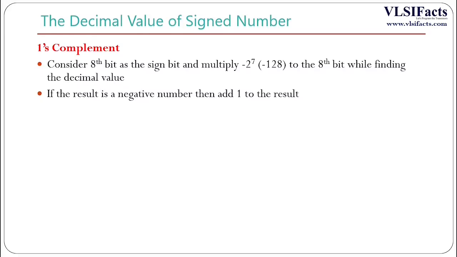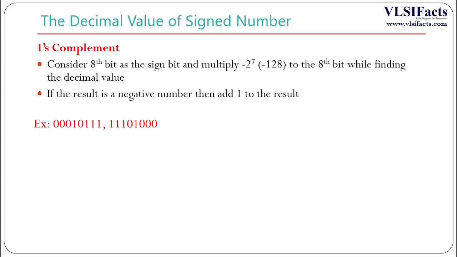Now if the result is a negative number, then add 1 to the result. We have considered two examples here. The first one is 00010111, which is a positive number as the sign bit is 0. The second example is 11101000, which is a negative number since the sign bit is 1.